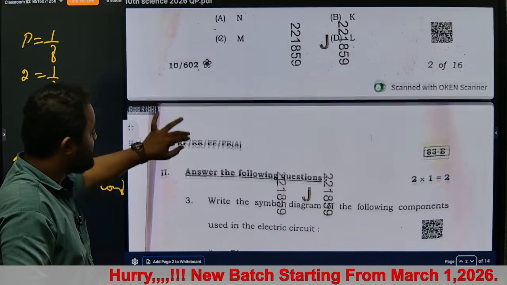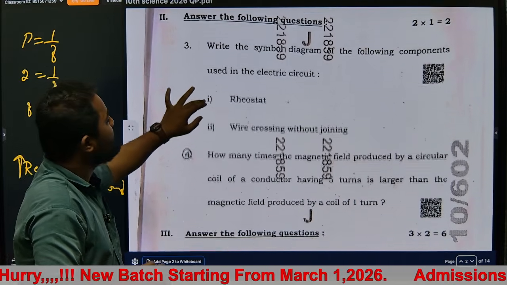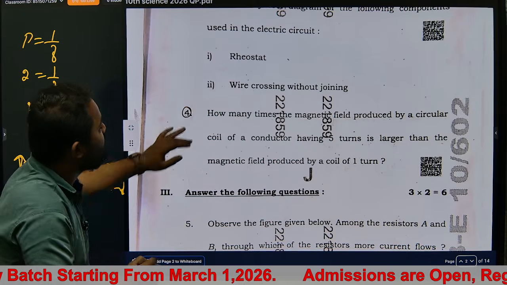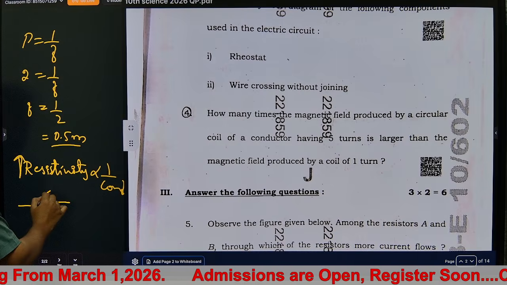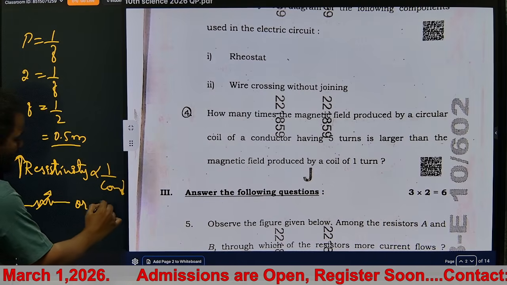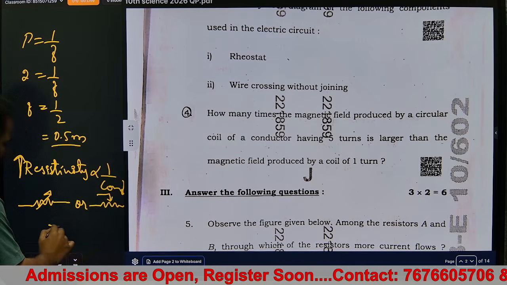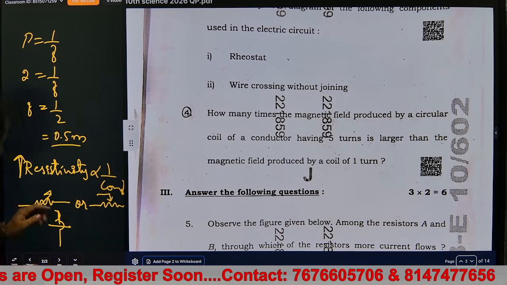Okay. Next, write the symbol diagram of the following components used in the electric circuit. You have done that. Wires crossing without joining, rheostat. This is also right, or you can draw like this also. Both answers are right. Wires crossing without joining, this is the answer.